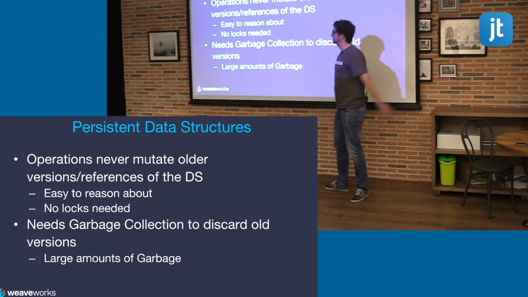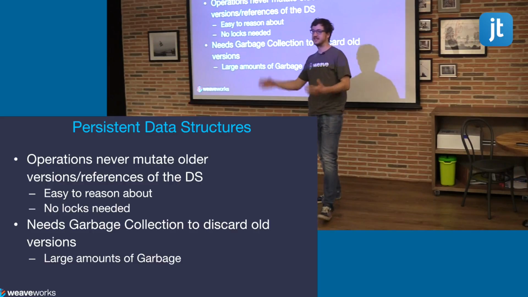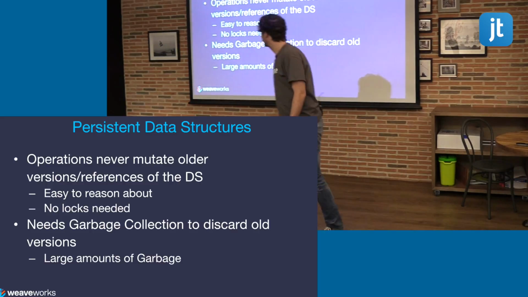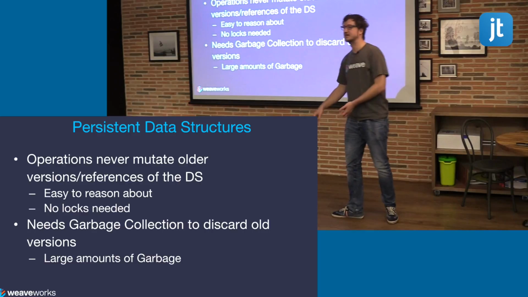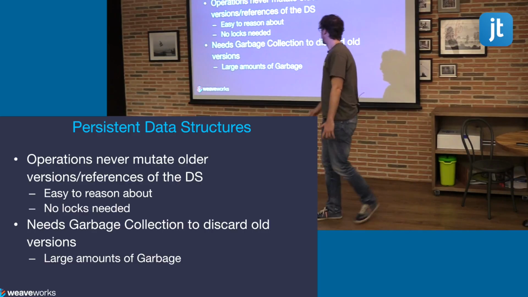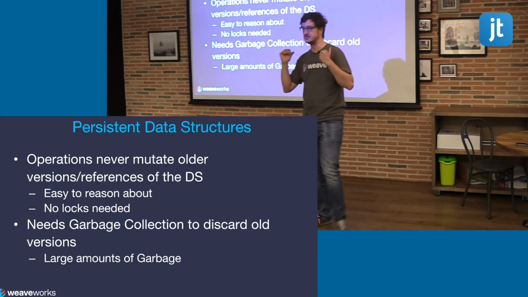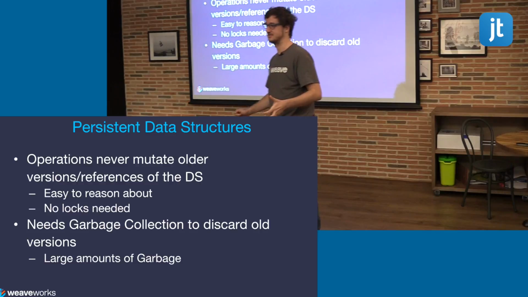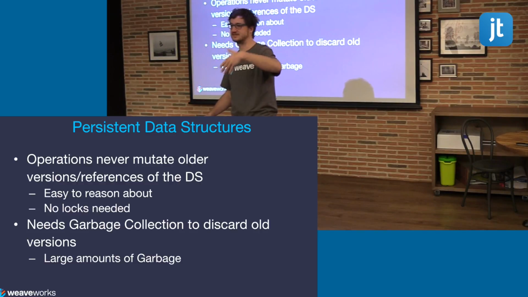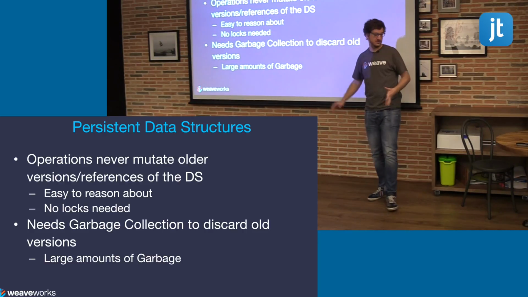persistent data structures have a property in which operations never mutate previous versions of the data structure, which is great to reason about, and it's great because you don't need locks. But it's not that it's good to have garbage collection to deal with previous versions. You really need garbage collection. I think there's theoretical proof that you cannot deal with them without that. And it generates huge amounts of garbage.